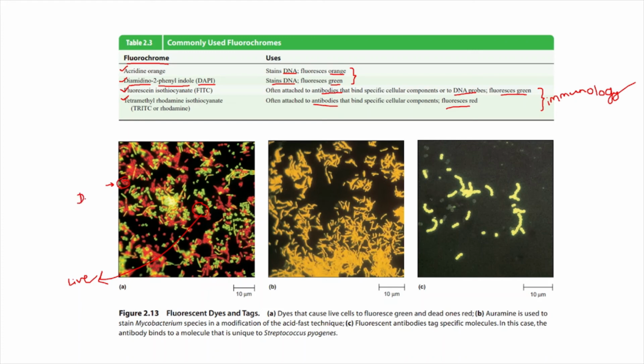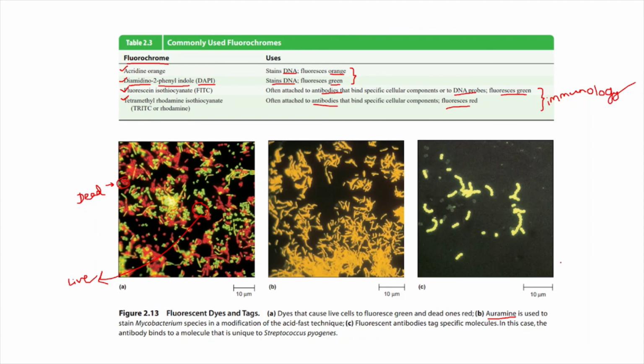Because they are dead cells, they couldn't absorb the excitation light and go into a state of higher energy and then emit the fluorescent light. So that is why they are not giving the color that we expect. So the green cells you can see here are the live cells, and the red cells are the dead cells. In the second figure you will notice that these are actually Mycobacterium species, and this is an acid-fast staining microscopic image, and the dye used is called auramine dye.